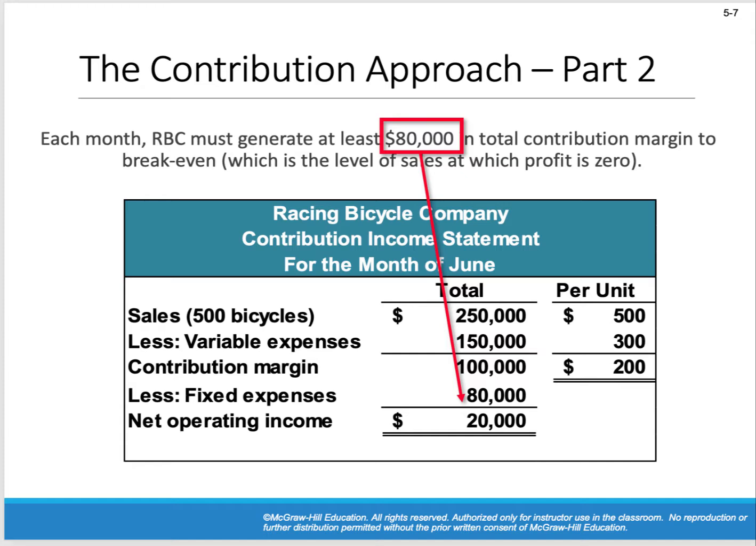So let's look at the bottom line here. Okay, we see that we have $20,000 of net operating income. But look above that, we have our fixed expenses. So notice that each month RBC has to generate at least $80,000 in total contribution margin to break even. So this is what we call our break-even point, the $80,000. Okay, what is the break-even point? Well, the break-even point is the level of sales where profit equals zero.